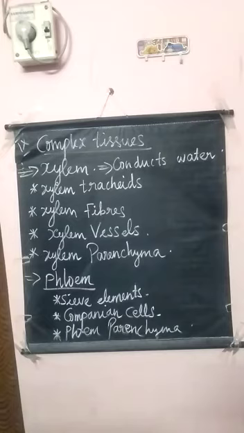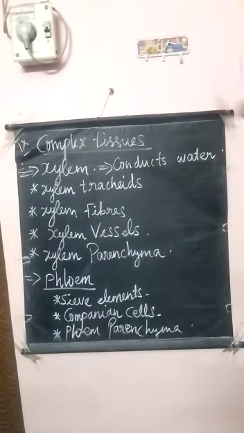So first, xylem tracheids. These xylem tracheids are elongated, tube like dead cells. What is the function of these xylem tracheids? They conduct water and provide mechanical support to the plant. The main function of xylem tracheids is, they conduct water and give mechanical support to the plant body.